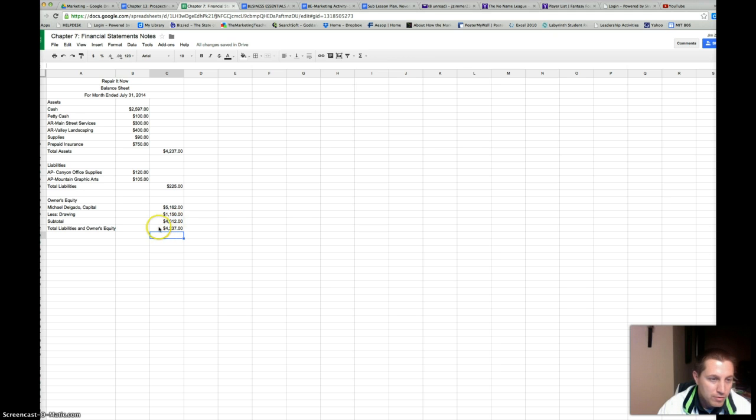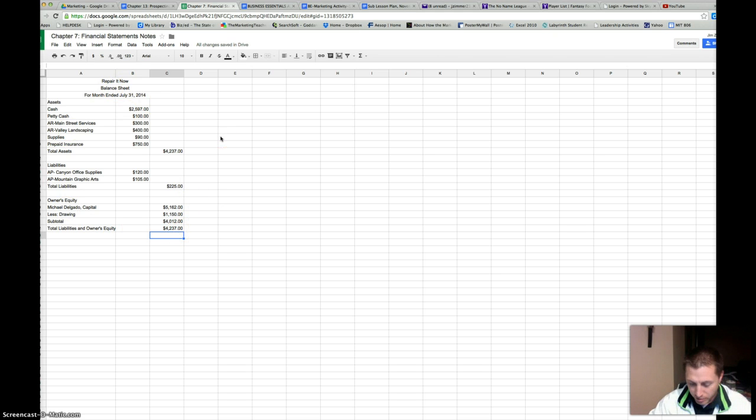So I get a subtotal, and then I get my total liabilities right here, plus my subtotal of my capital, and it gets me a total liabilities and owner's equity. And conveniently, it equals my assets, because at the end of the day, this is the accounting equation. You have assets equals liabilities plus owner's equity. In this case, total liabilities plus owner's equity, because we wanted to make sure we got these two numbers added together.